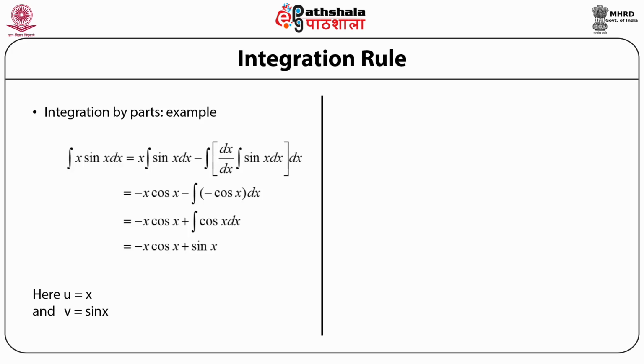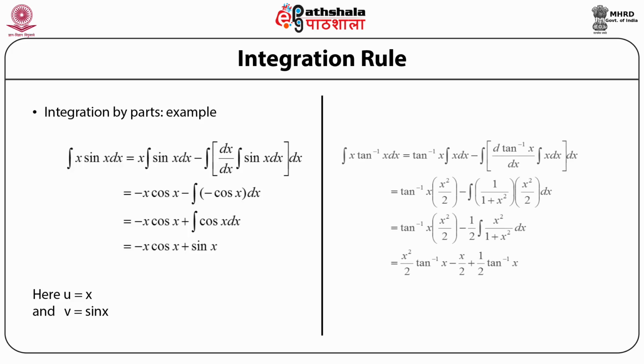Then another example: integral x tan inverse of x dx. That is going to be tan inverse x times integral x dx, and here u is equal to tan inverse of x and v we are considering as x. So when you substitute all these things, you should finally get x squared by 2 tan inverse x minus x by 2 plus 1 by 2 into tan inverse x.